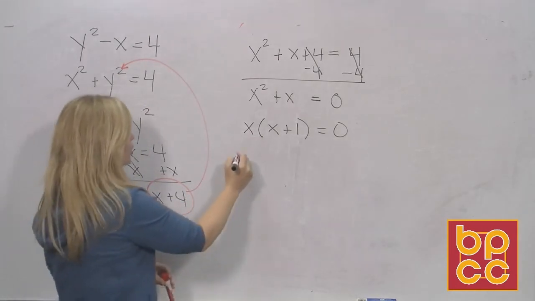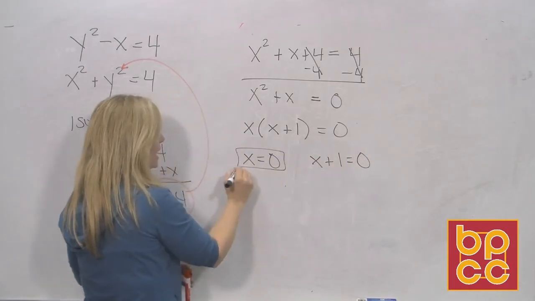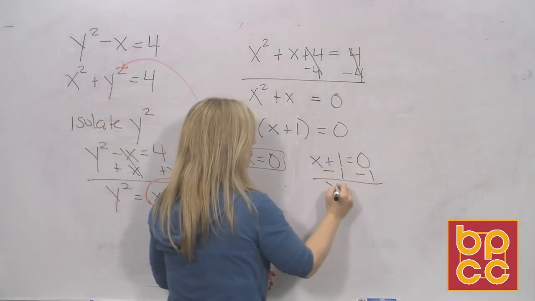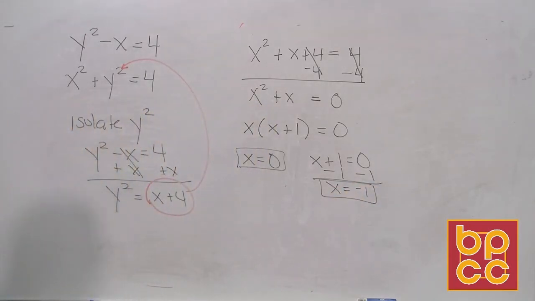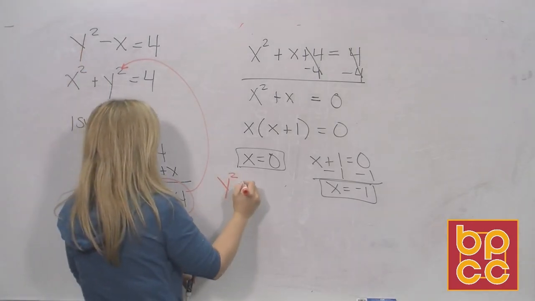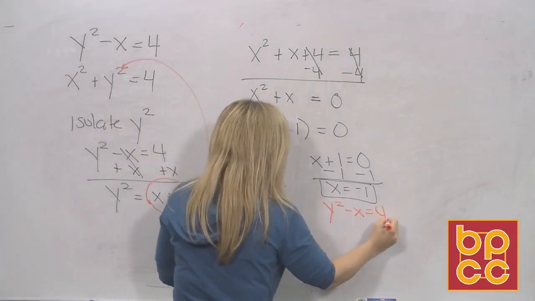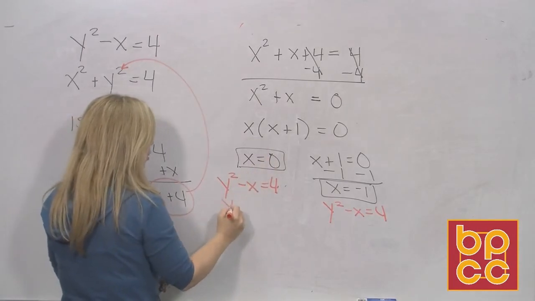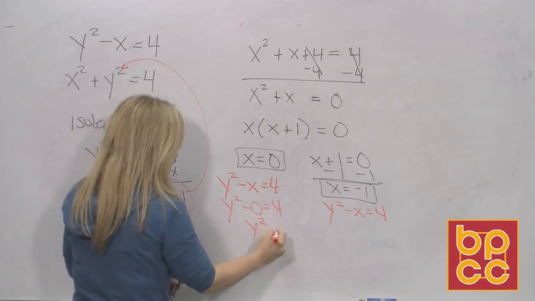Every time you factor, you make two linear equations. The first one solved, x is 0. The second one we subtracted 1. Are we done? No. We got to go back and get y. Again, it doesn't matter if you use the first original or the second. Doesn't matter to me. I'm going to use the first one. So I'm going to write y squared minus x equals 4. I'm going to replace my 0. y squared minus 0 equals 4. Well, that means there's nothing there. So this is y squared equals 4.